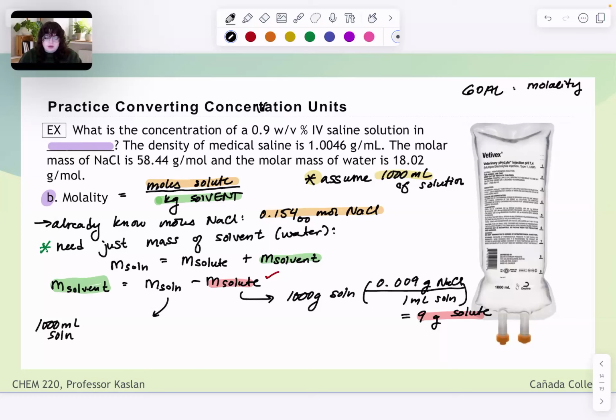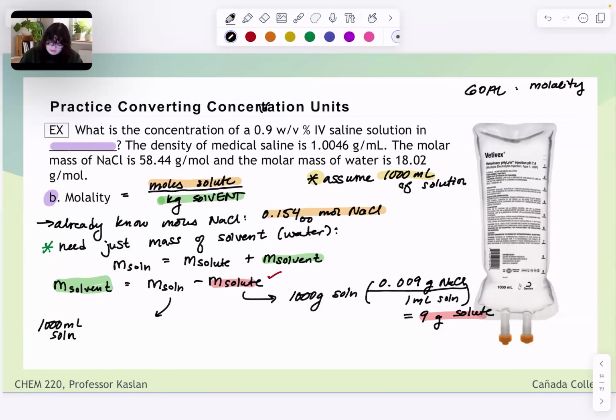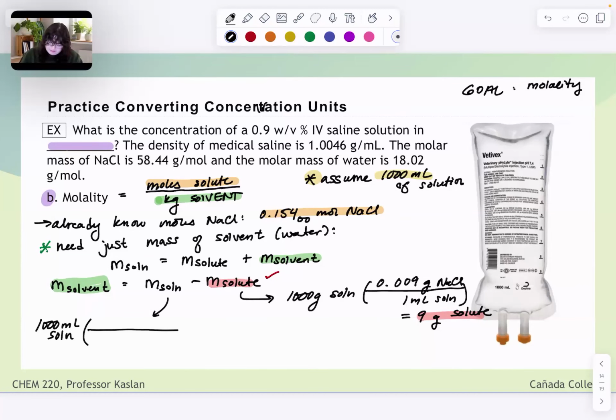And if I'm trying to get the mass of solution from my volume of solution, I need to think about some kind of conversion factor that relates mass of substance to volume of substance. And as we've discussed, that conversion factor is density. So this tells me how many grams of solution I can pack per milliliter of solution. So I'm already in milliliters here. I know, according to my density, that if I had 1 milliliter of solution, that should weigh 1.0046 grams.